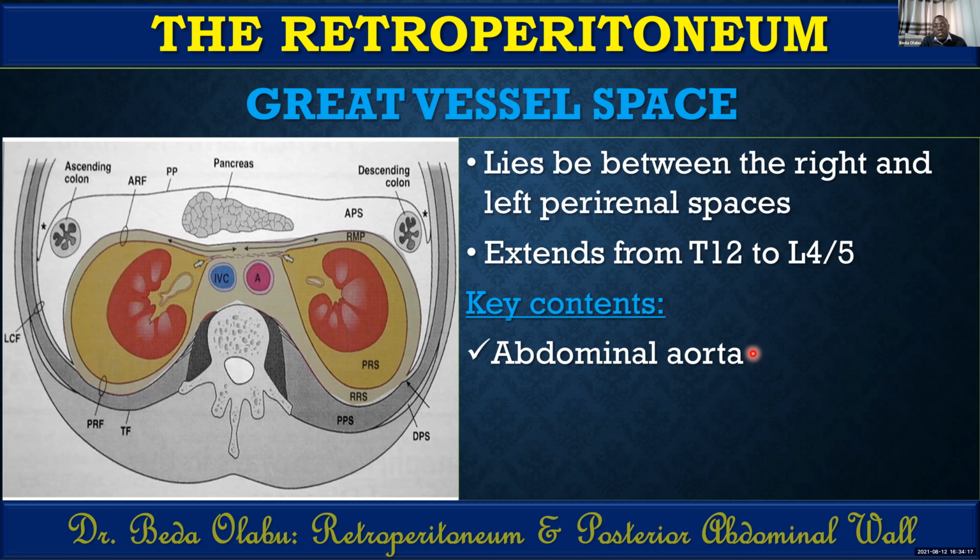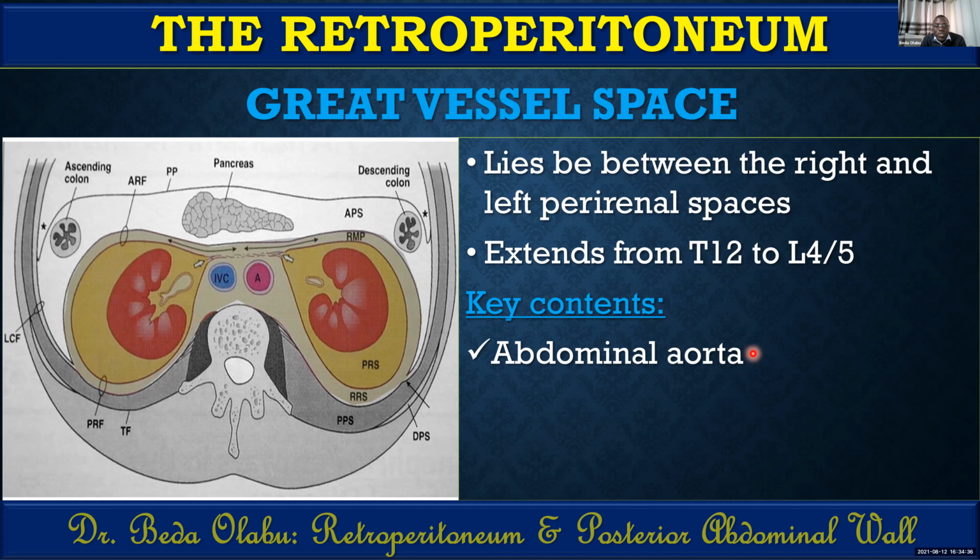The anterior branches are the ones which go to the digestive system. So we have the celiac trunk, which supplies the foregut, the superior mesenteric artery, which supplies the midgut, and the inferior mesenteric artery, which supplies the hindgut.